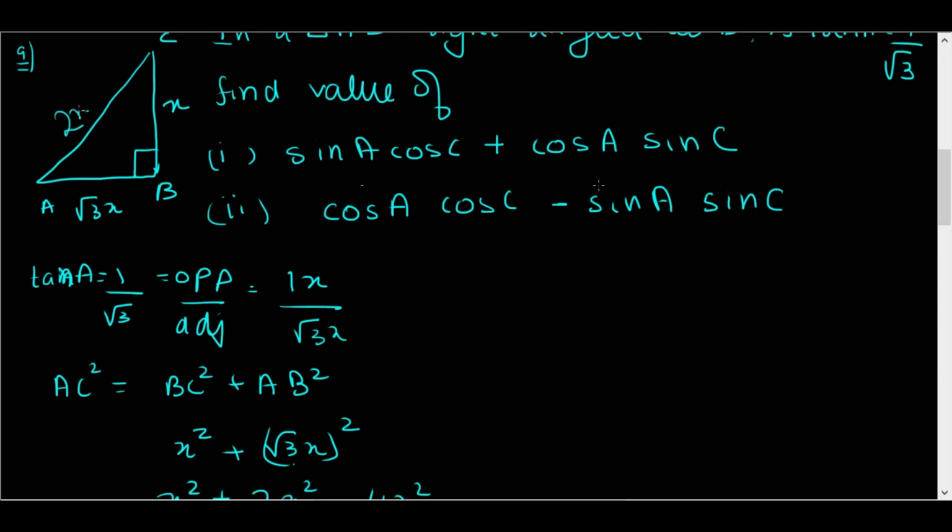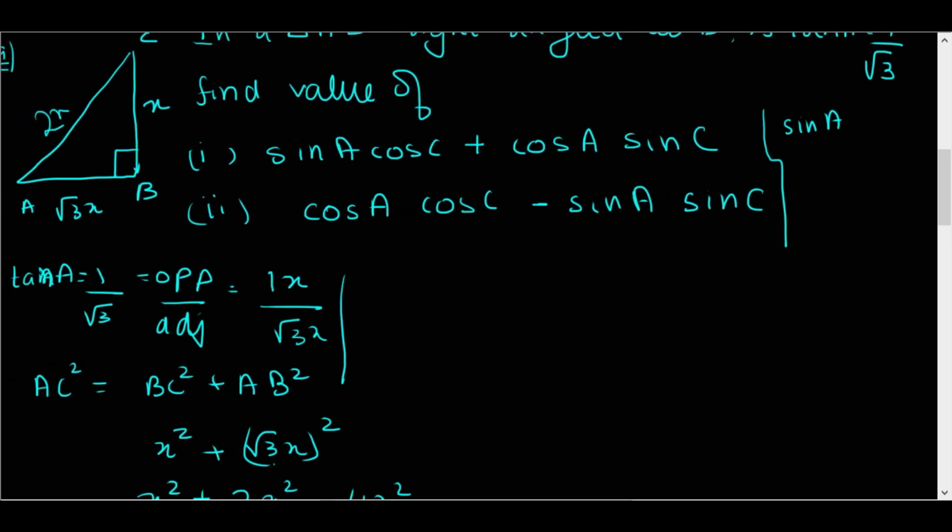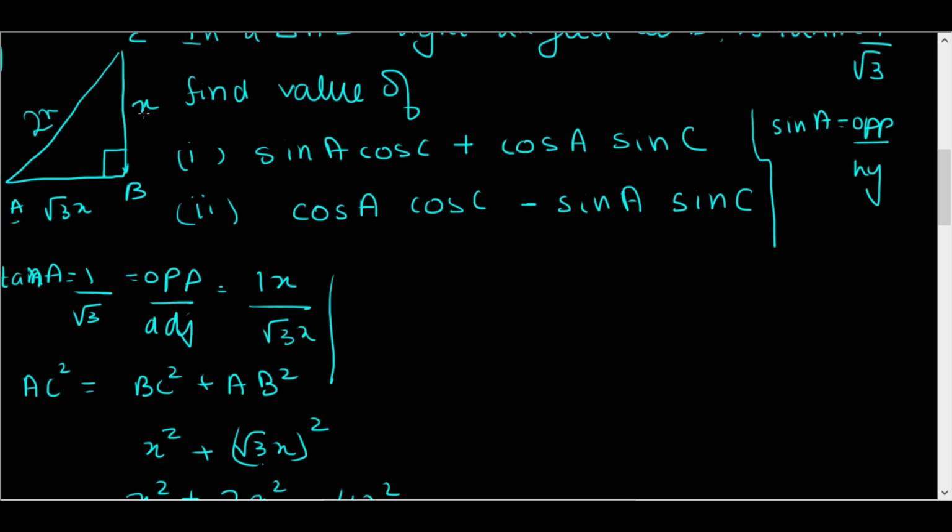Now let's find out the ratios that I need. Let me write it here because anyways I have the space. Sine A. Sine is opposite by hypotenuse with respect to A. Opposite side with respect to A is x, hypotenuse is 2x. So x by 2x, that is 1 by 2.